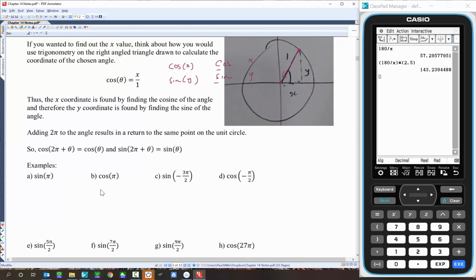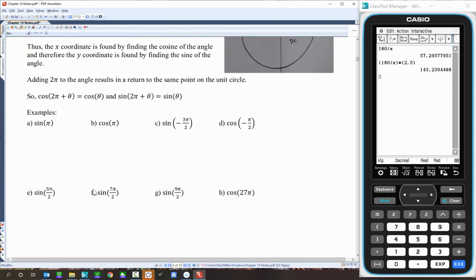All right, let's check it out and do some examples. So we want to get the sine of pi. Doing these problems involves a basic strategy. The first step is drawing a unit circle. You need to have a dodgy unit circle. This is what I call a dodgy unit circle.